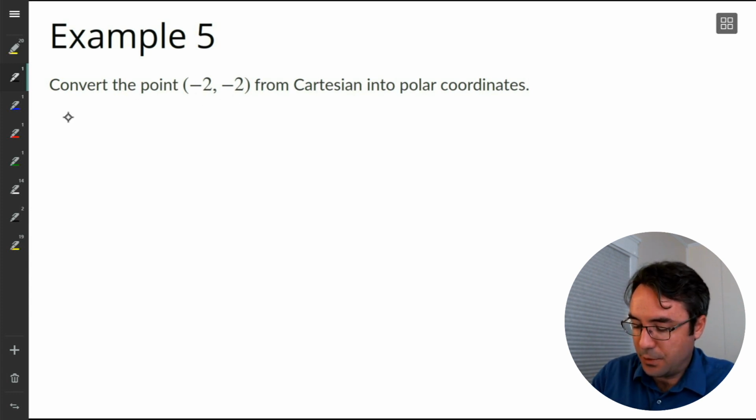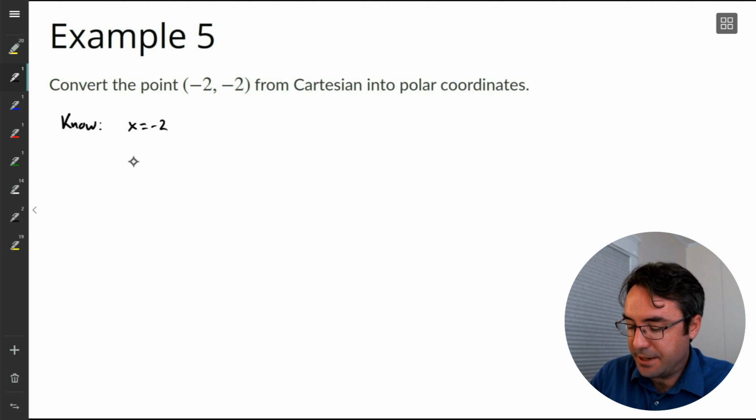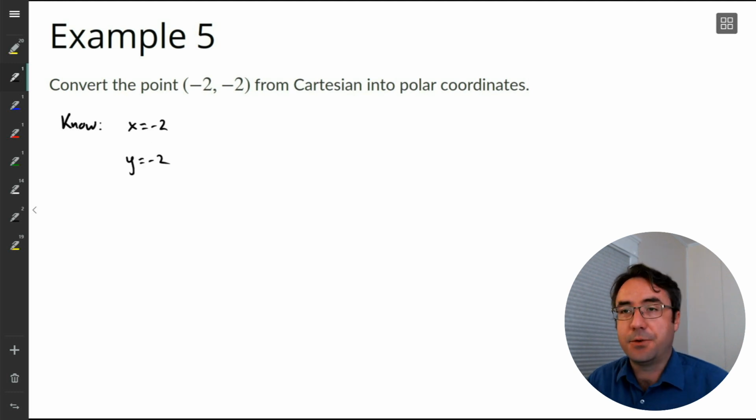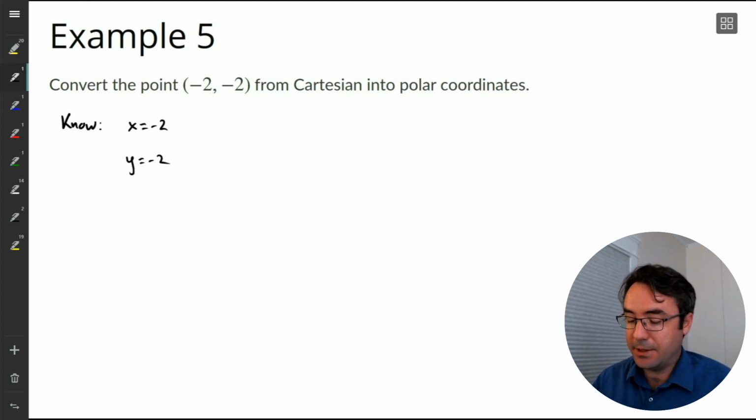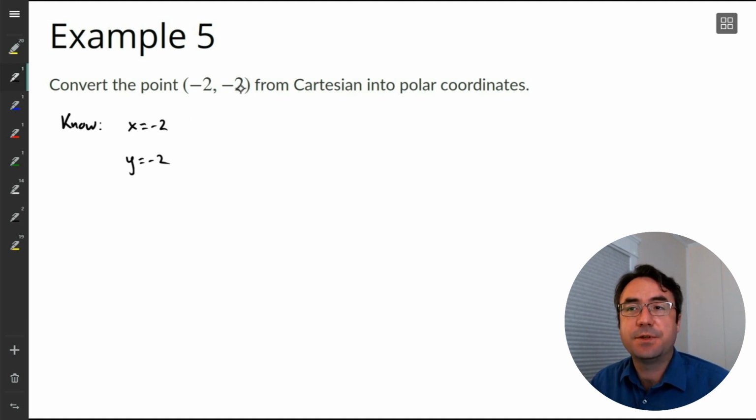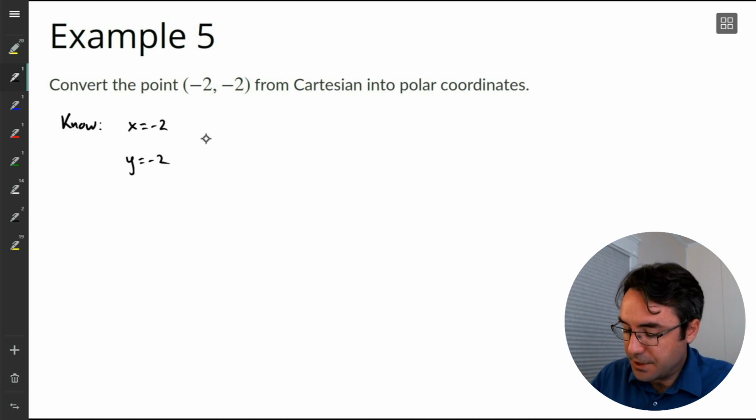So let's look at this point. We know that x is equal to -2 and y is equal to -2, just by looking at this point. This is given in Cartesian coordinates. The first value here is -2. The second value here is our y. All right, so let's use those equations.